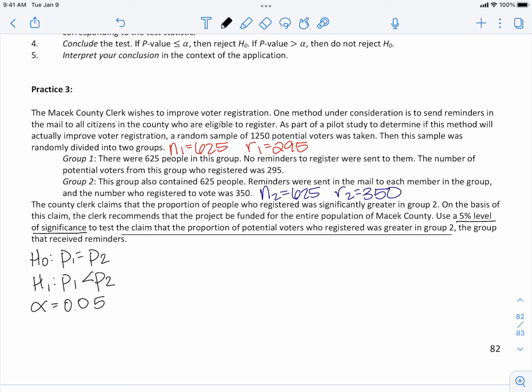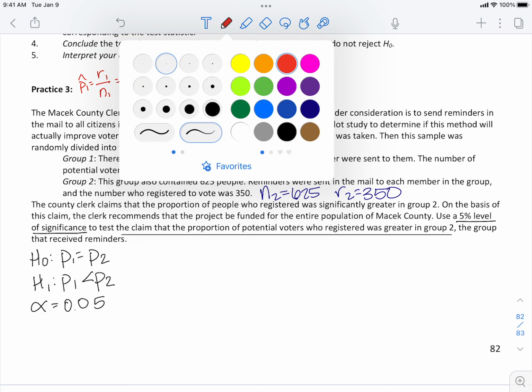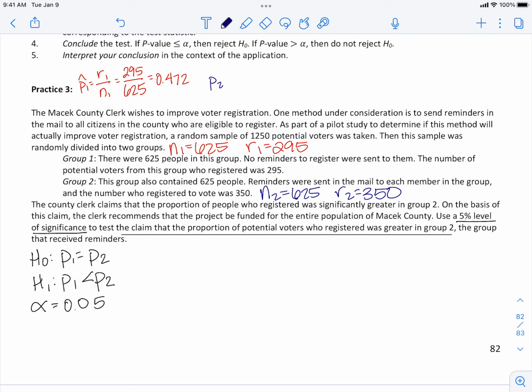Now, if we're doing this by hand, we need to figure out our P1 hat, our P2 hat, our P bar, and Q bar. So I'm going to do some of this work up top here. P1 hat is going to be R1 divided by N1. So this is 295 divided by 625, which gives us 0.472. Our P2 hat is going to be R2 divided by N2. And so this is 350 divided by 625, which is 0.56.